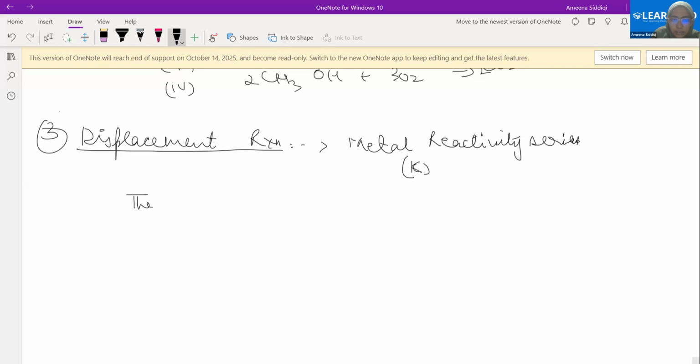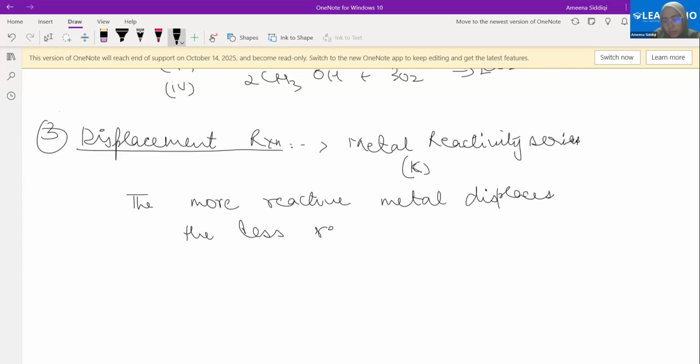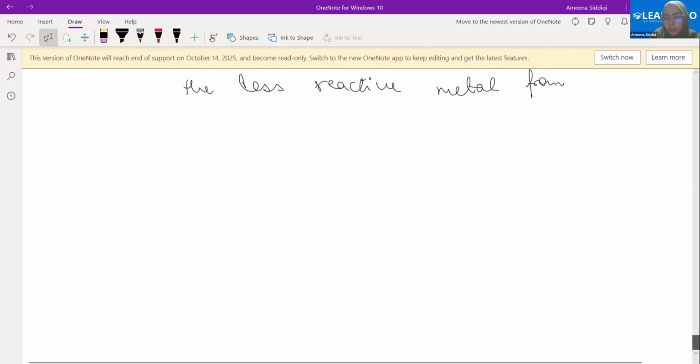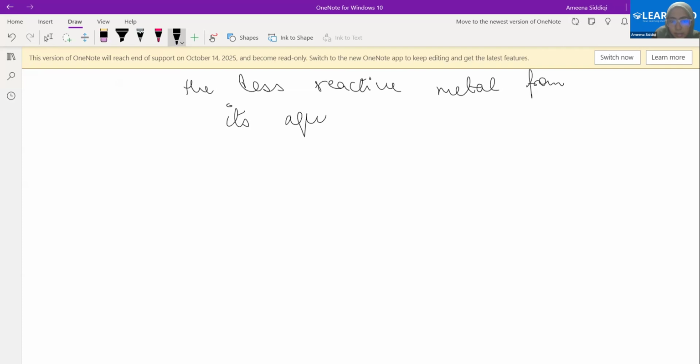The more reactive metal displaces the less reactive metal from where? Alpha, beta, from where? From its salt solution. Yes, aqueous salt solution. Very good.